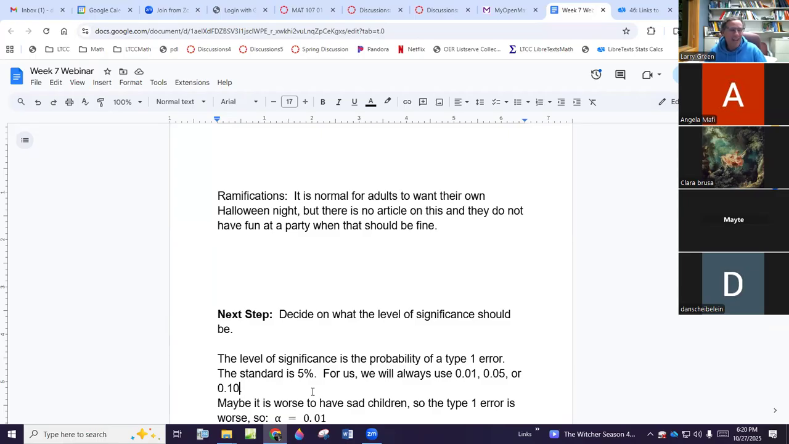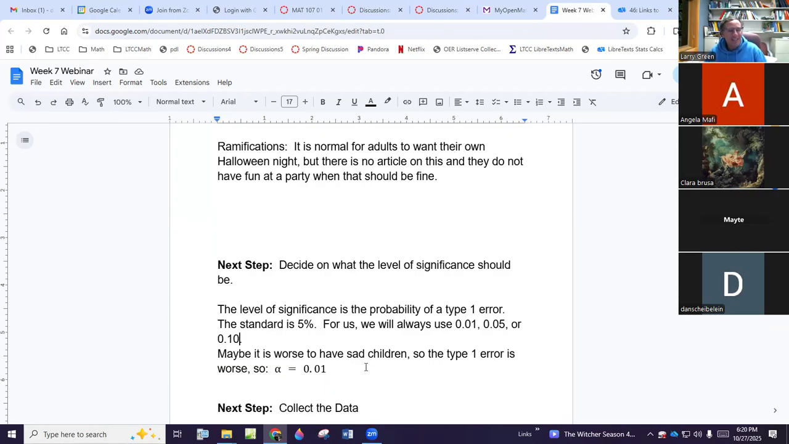So that means that if it's worse to have sad children, the type 1 error is worse. Do you see? The type 1 error is when you're going to have sad children when you shouldn't have had. So because type 1 is worse, we're going to make the type 1 error probability smaller. So we're going to let that probability be 0.01.